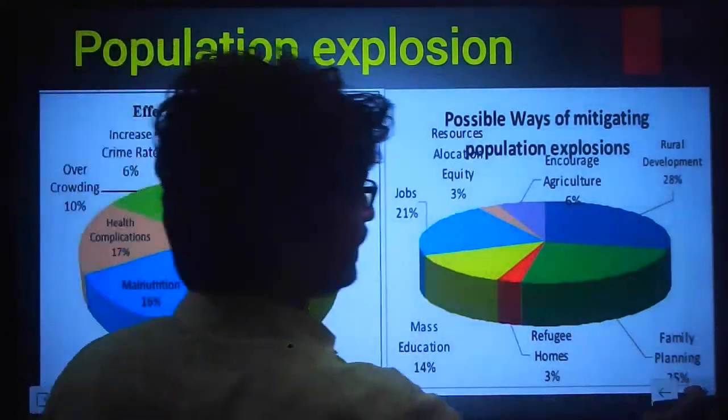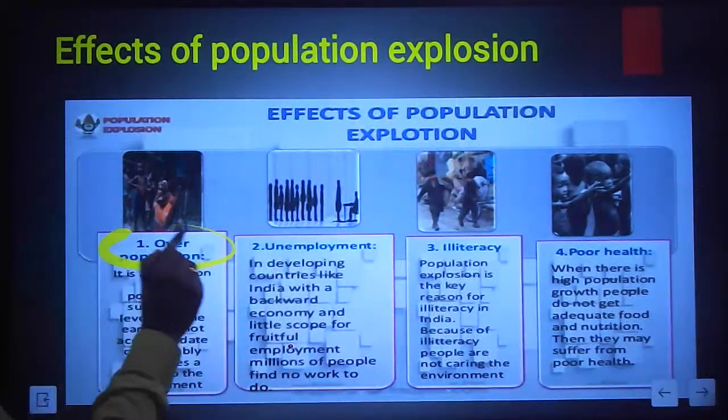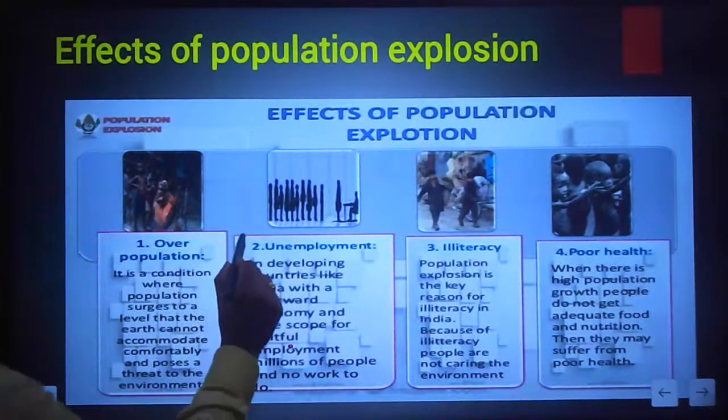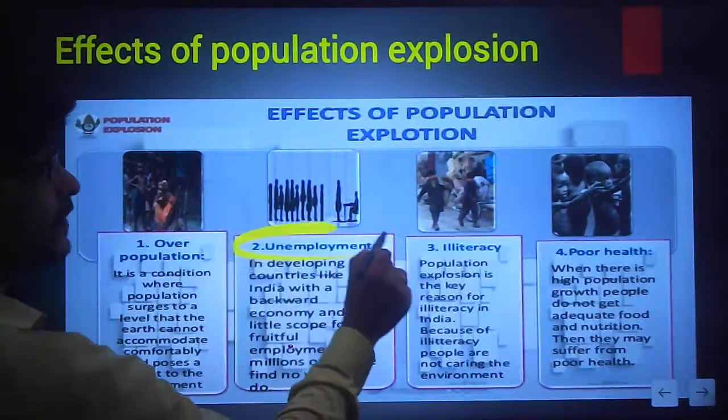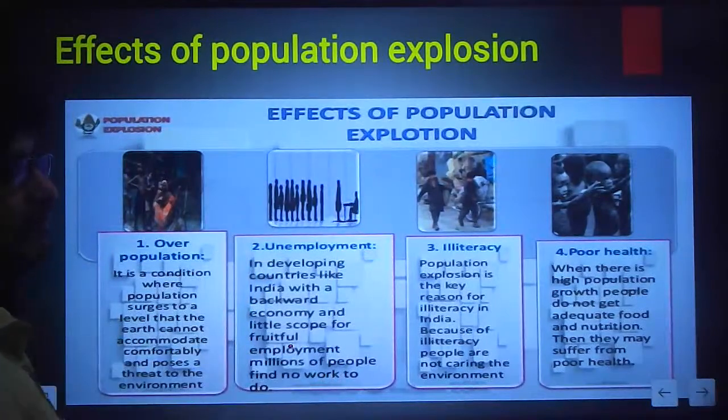Okay, fine. So we're done with this population explosion. Effects of the population explosion. What are the effects, guys? Can you tell me what are the effects of population explosion? Overpopulation. So you would have seen overpopulation. Then the second thing is unemployment, loss of jobs. Many people will lose jobs because of the population explosion.